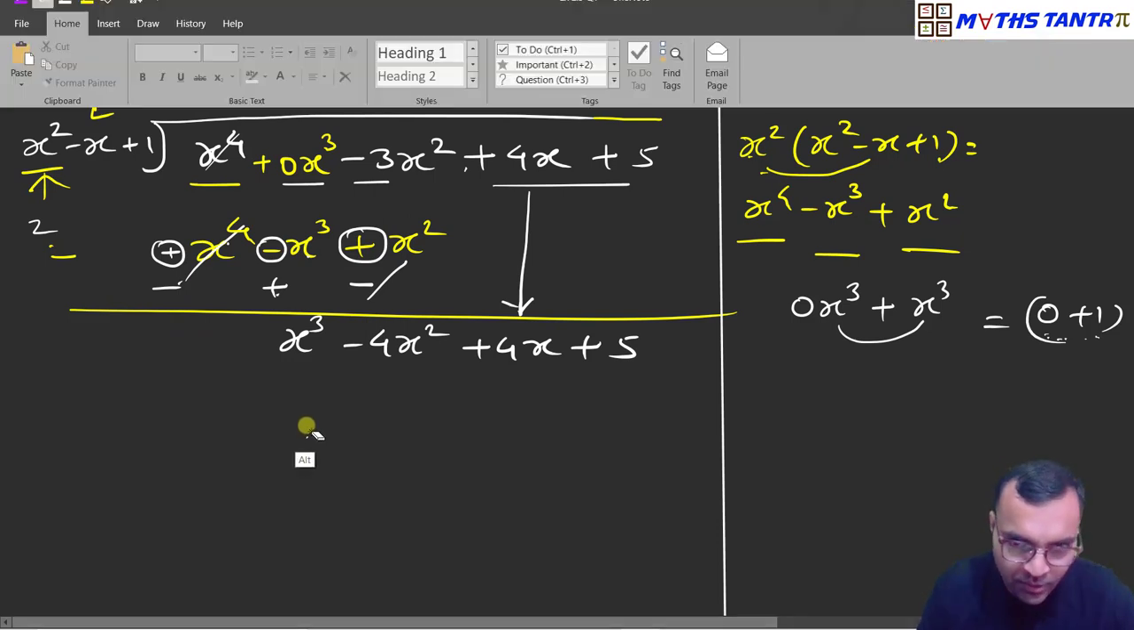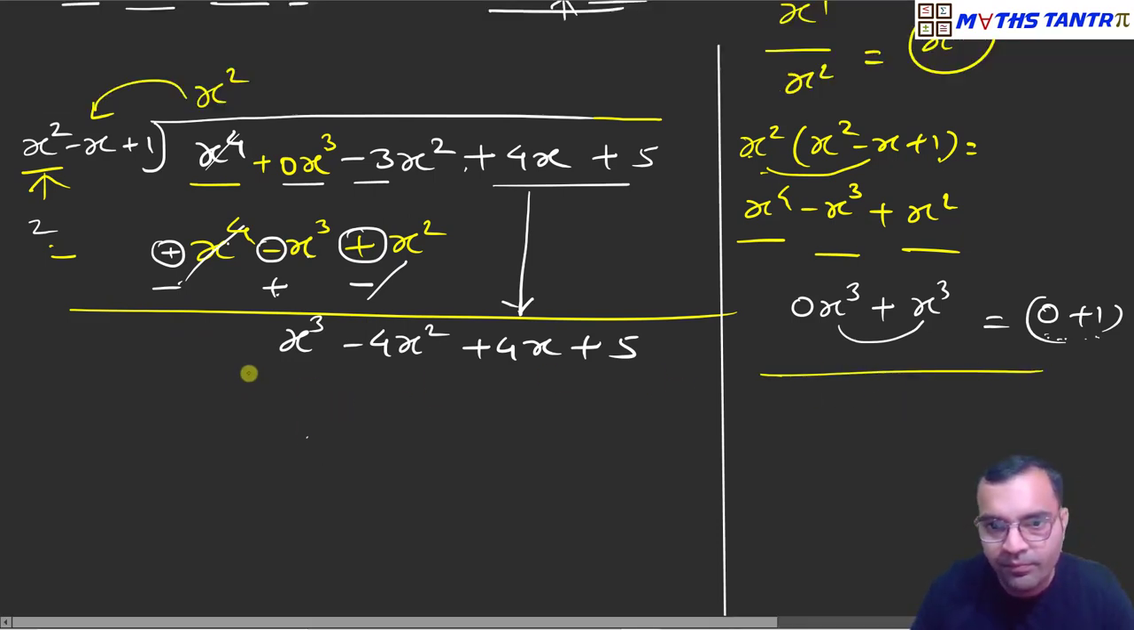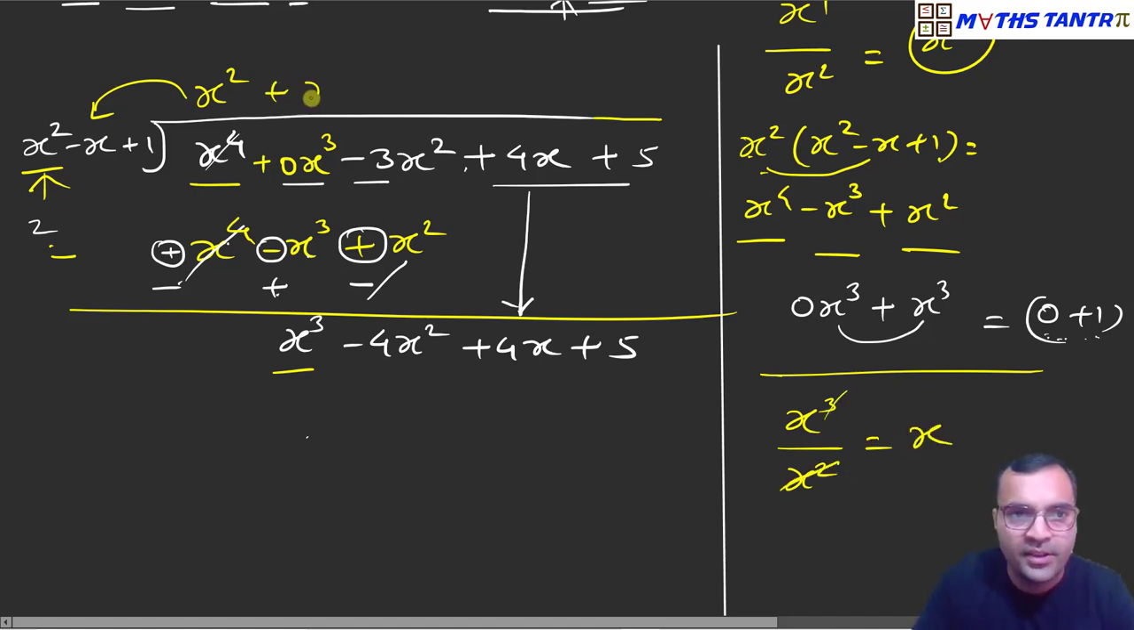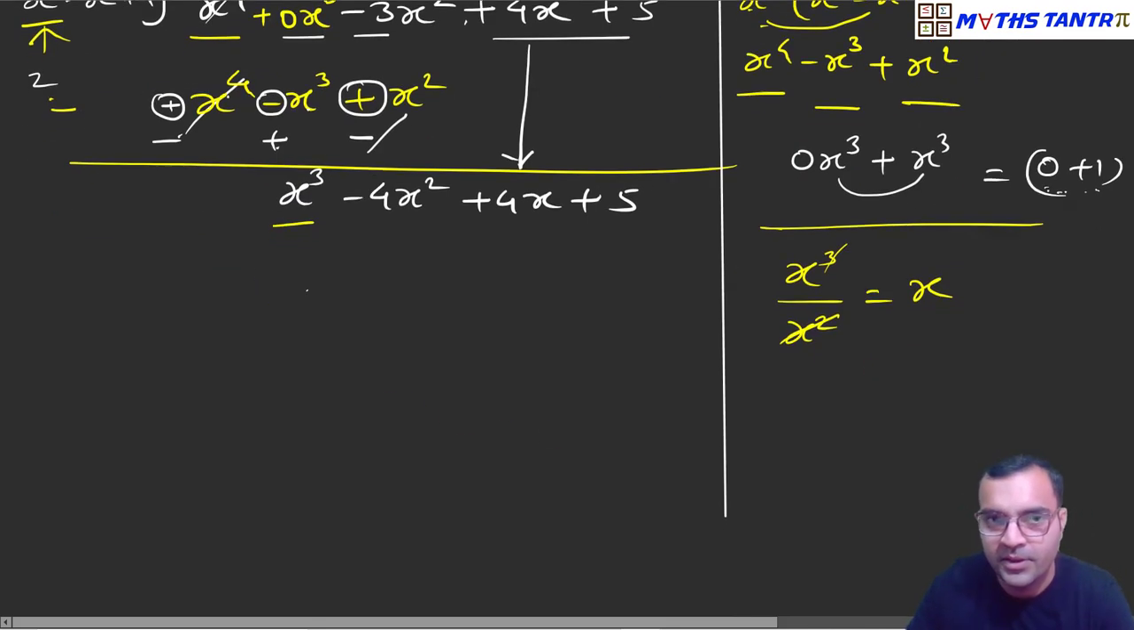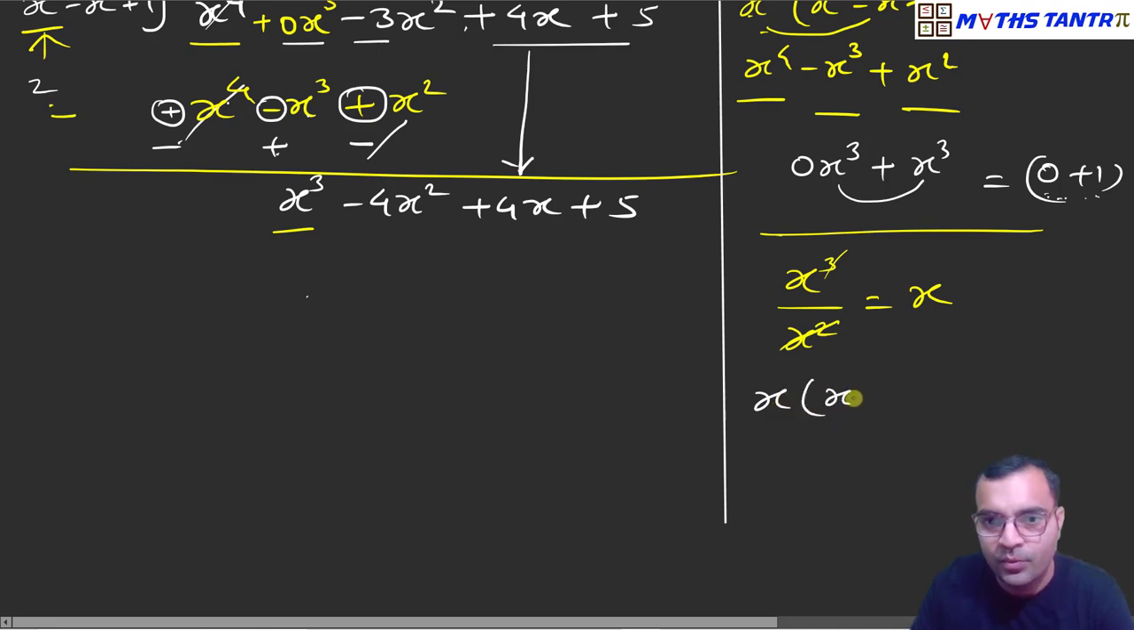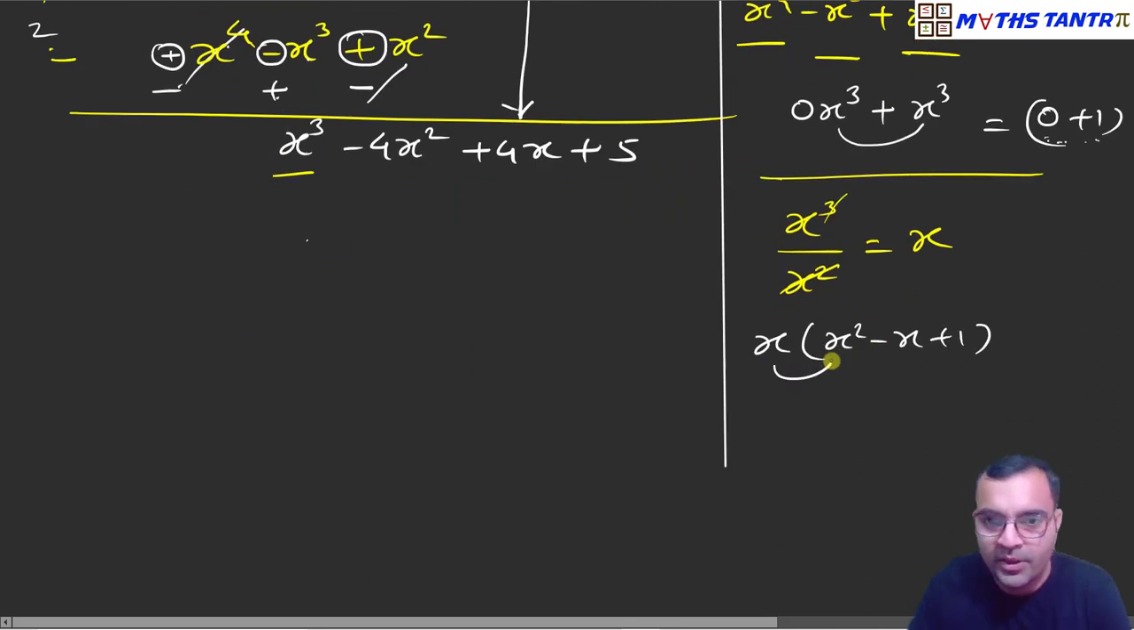Now how to do it? Divide the first term by the first term of the divisor, which is x square. What you will get? x, right? Now you can write here x. Now multiply your divisor by x. What you will get? Just start writing x into x square minus x plus 1. What you will get? x into x square, x cube, minus x into x square plus x.